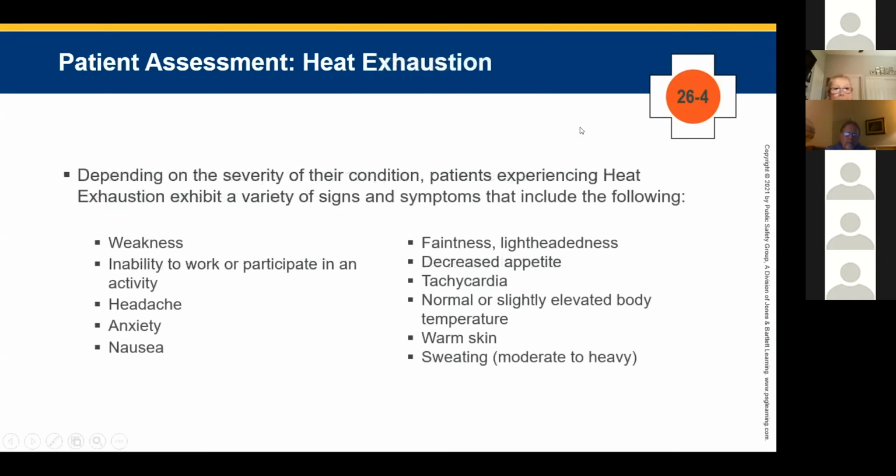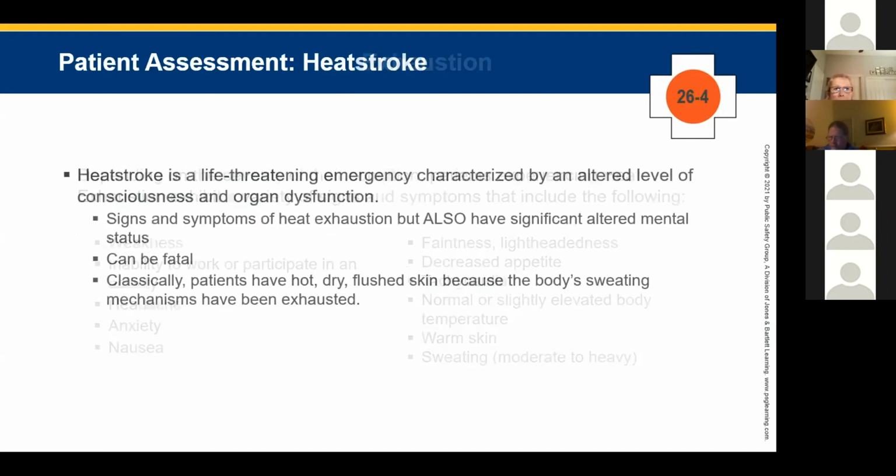If you drink fluids. Depending on the severity of their condition, patients experiencing heat exhaustion exhibit a variety of signs: weakness, inability to work or participate in any activity, which we talked about, headache, anxiety, nausea, fainting, decreased appetite, tachycardia, normal or slightly elevated body temperature, warm skin, and moderate to heavy sweating. That's an assessment of a patient.